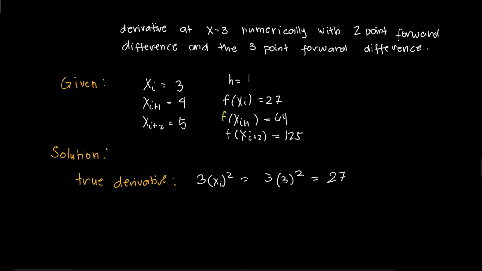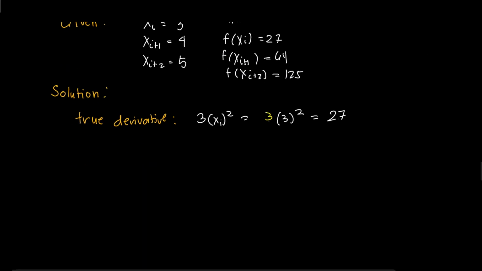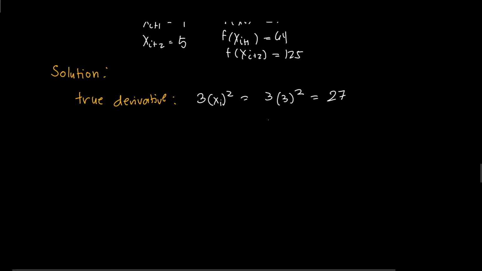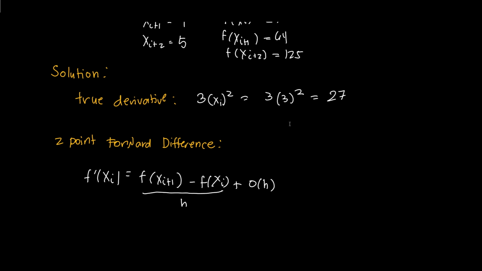Now let's start solving the first derivative using the 2-point forward difference. For the formula for the 2-point forward difference, let's just use the one that we derived earlier. So it is this one. The second term represents the truncation error, and later on, we will be solving how many percent error we committed during the solution process.